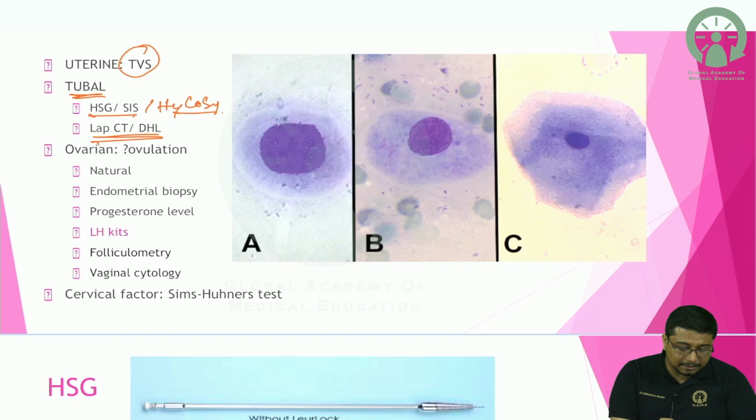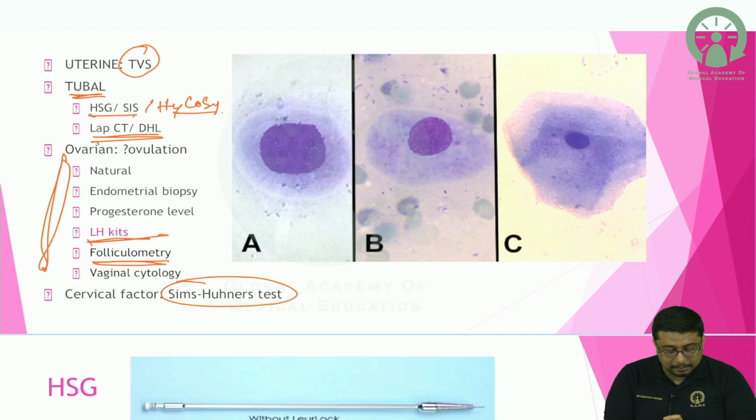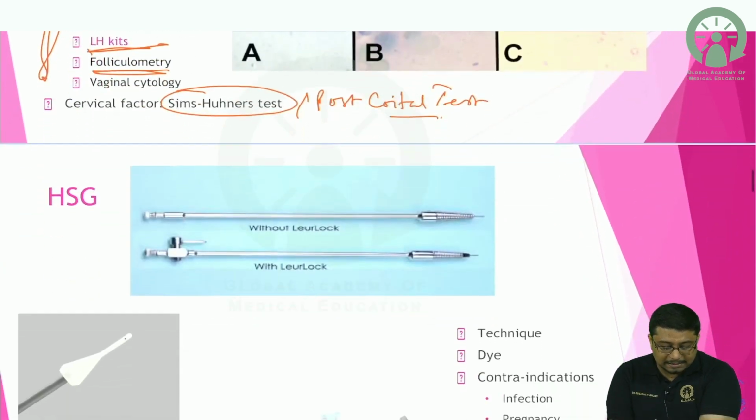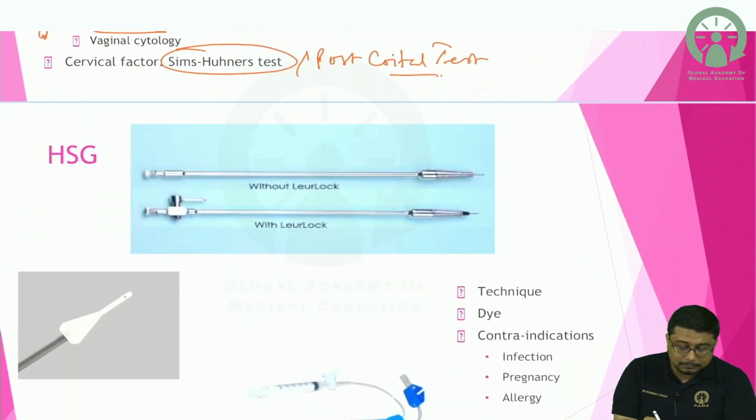So these are the techniques to understand whether she is ovulating. The LH kits are the latest kits in the market, and the best one is TVS folliculometry. Cervical factor is like if the cervix has anti-sperm antibodies, and that is better understood by something known as the Sims-Huhner test, which is also known as the postcoital test. But this is not done nowadays. So HSG, these are the things.